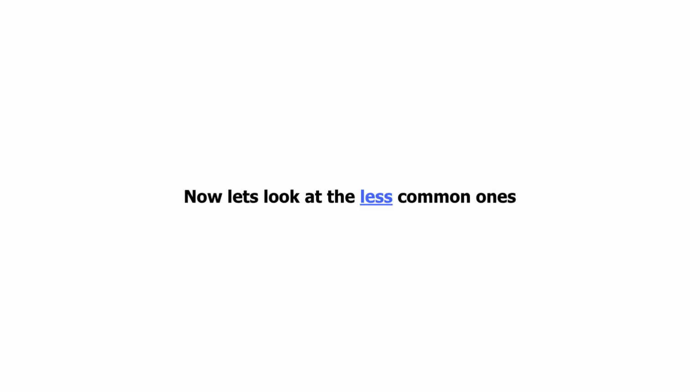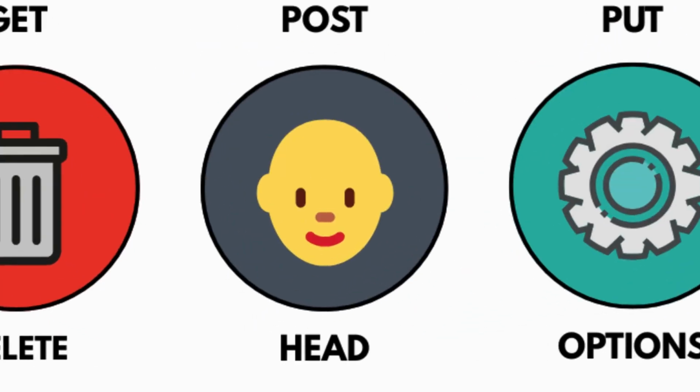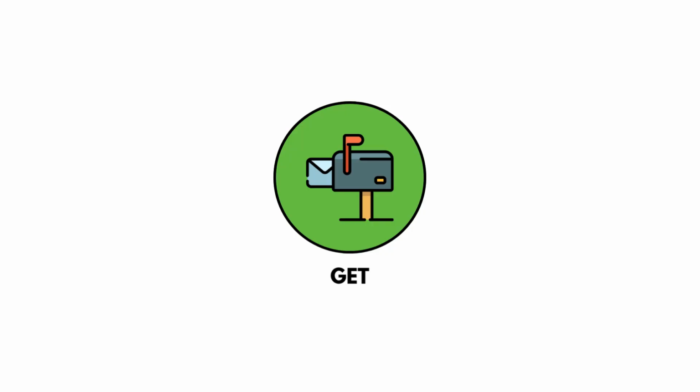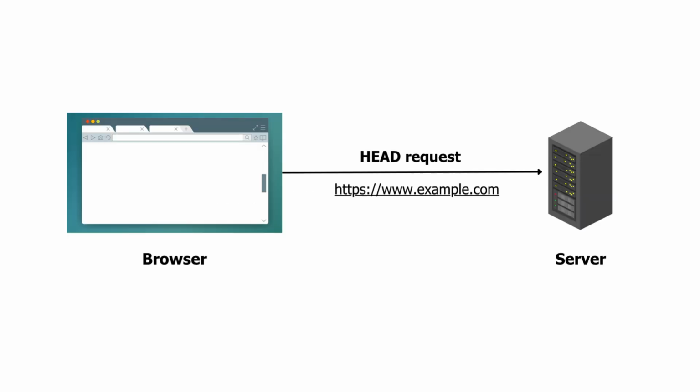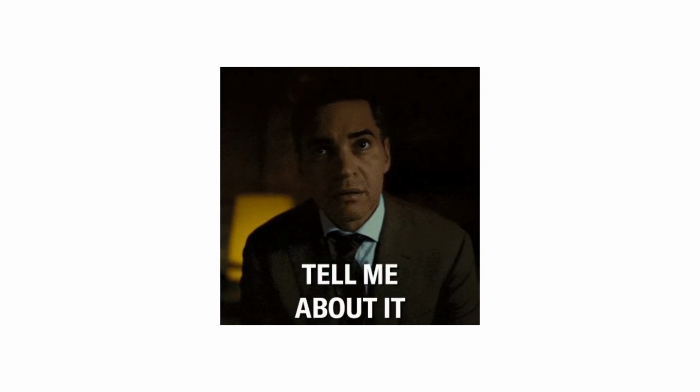Now let's look at the less common ones. HEAD is basically a lightweight version of GET. It asks for information about a resource without downloading the actual content. For example, before downloading a large file, a browser might send a HEAD request to check its size or last updated date. It's like asking, "Tell me about it, but don't send it yet."